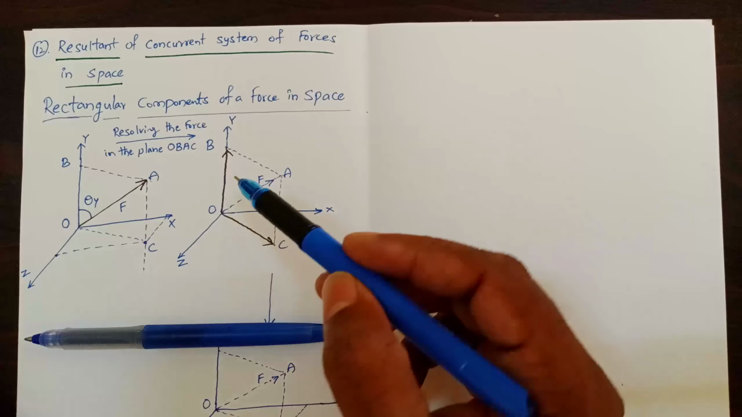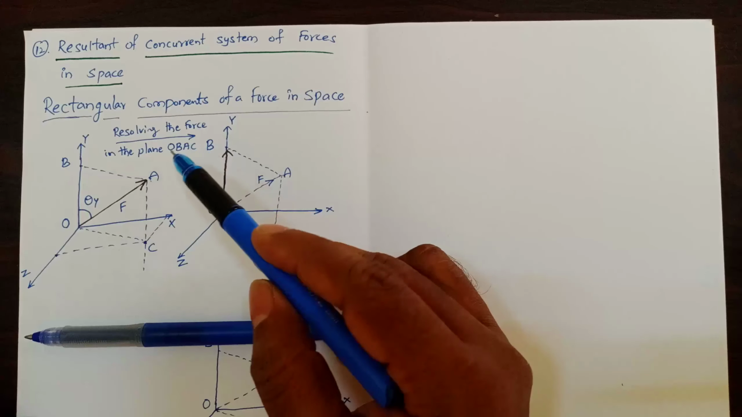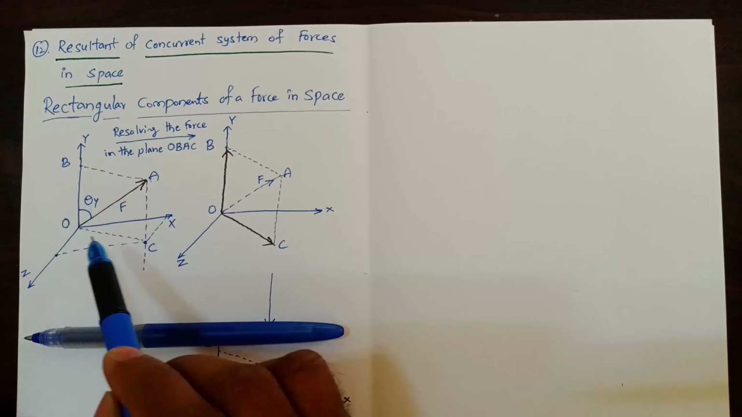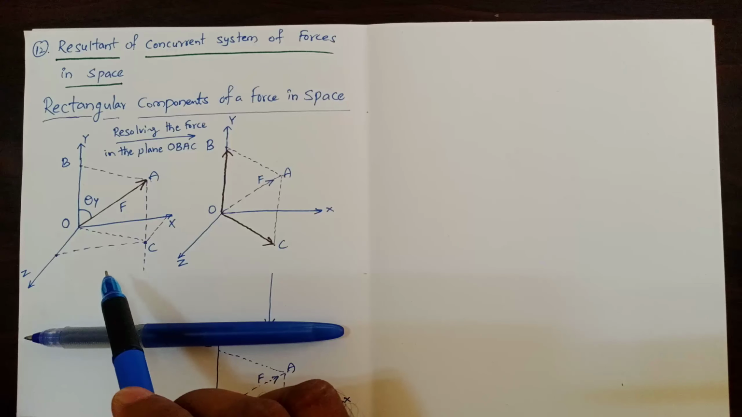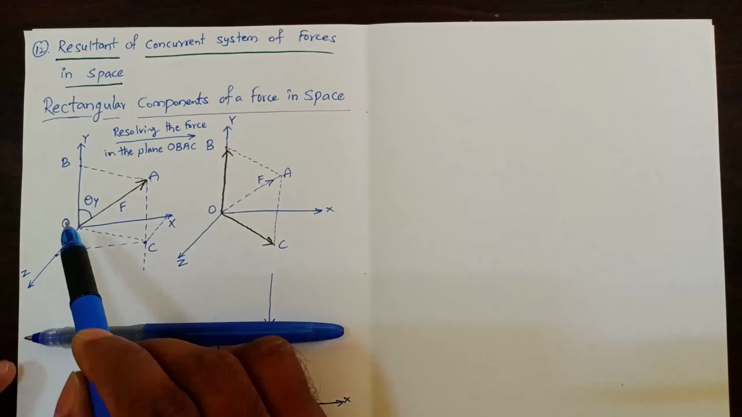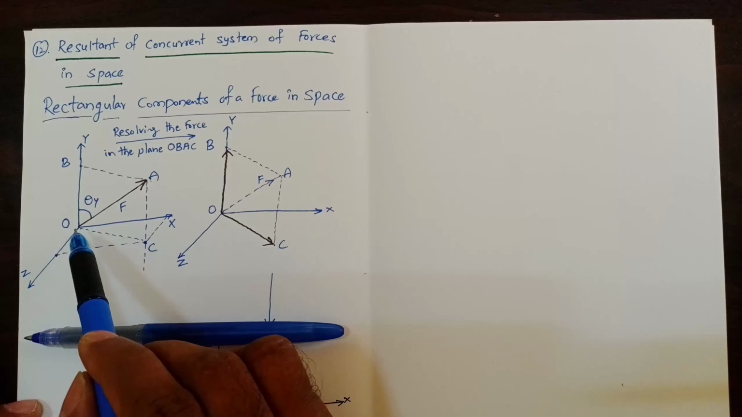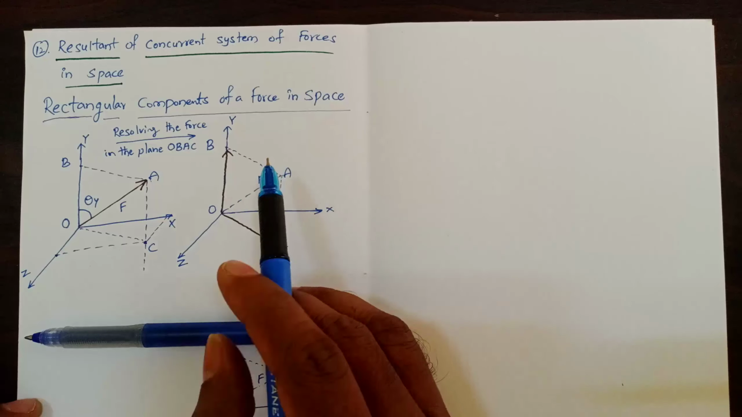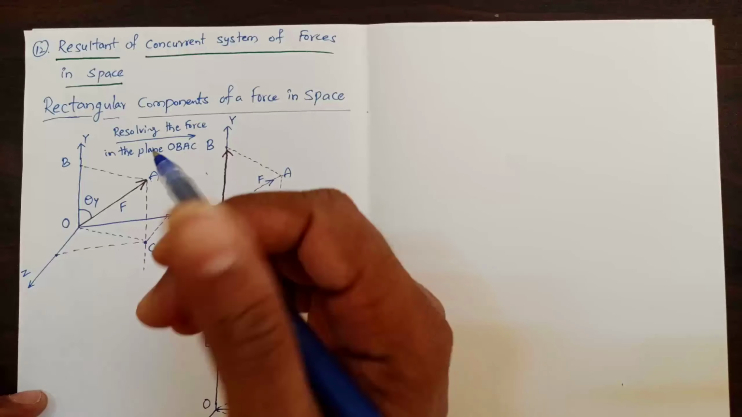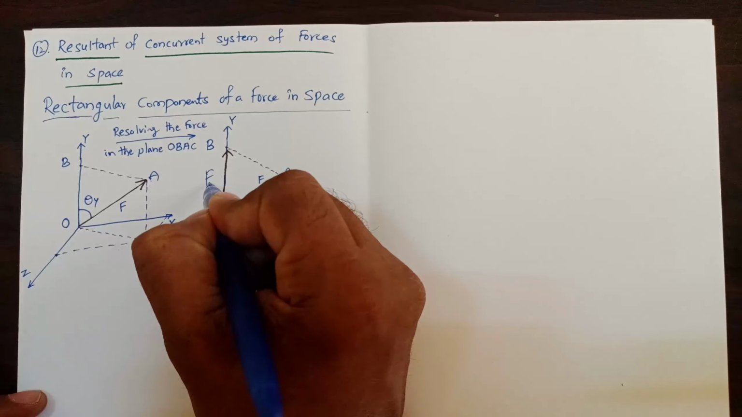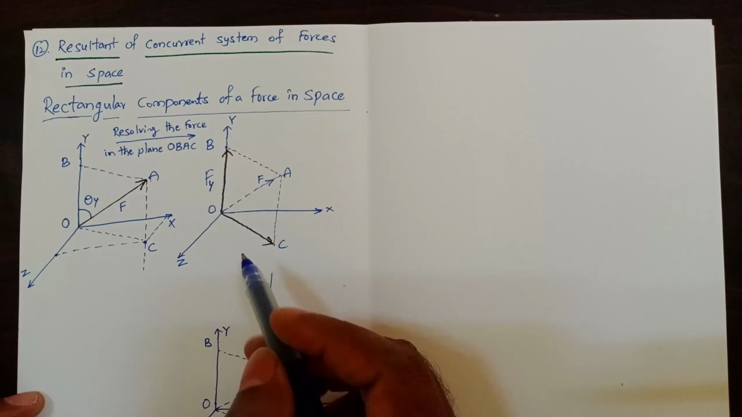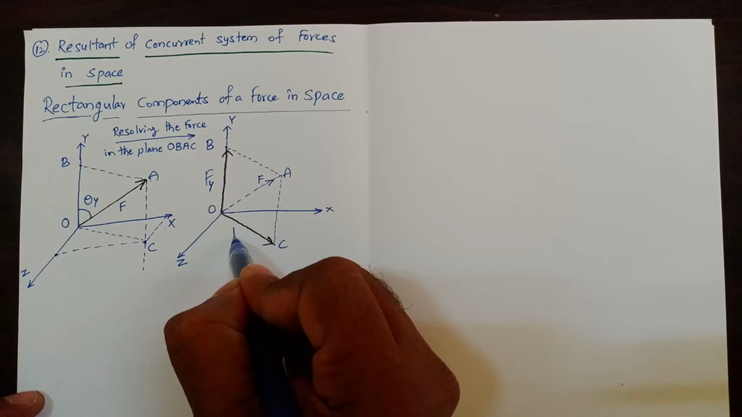So that is what is shown here. The next figure: resolving the force in the plane OBAC. If you resolve this force F, which is lying in the plane OBAC, then one component will be this, the other component will be this. As this component of the force F is along the y-axis, let us call it Fy. And the other component, which is now OC, let us call FH.